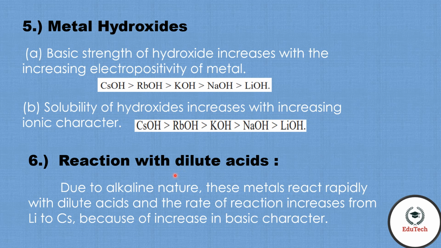Reaction with dilute acid. Due to alkaline nature, these metals react rapidly with dilute acid, and the rate of reaction increases from lithium to cesium, which means cesium has the highest rate of reaction. Rate of reaction is nothing but in how much time the reaction has occurred, and it increases because of the increase in basic character.